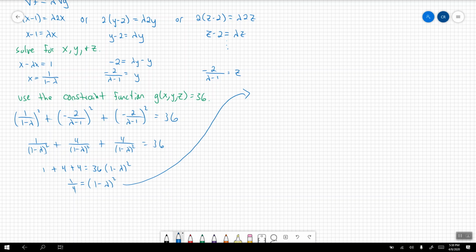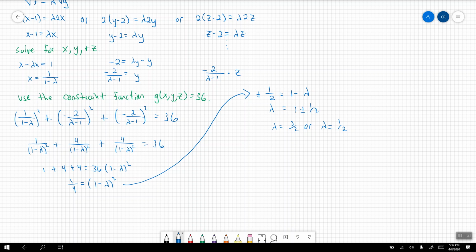Alright, I'm going to take a square root. Taking a square root gives me plus or minus 1/2 is equal to 1 minus lambda, which means lambda is going to be 1 plus or minus 1/2. Not bad so far. So let's go through and find these lambdas. What are these lambda values? Lambda is going to be 3/2, or lambda is going to be 1/2. Nice, so those are the two lambda values that we get.